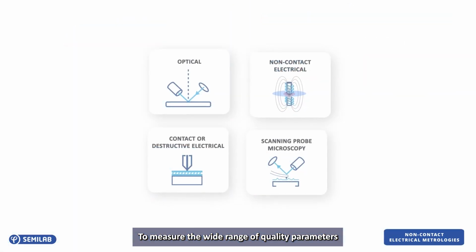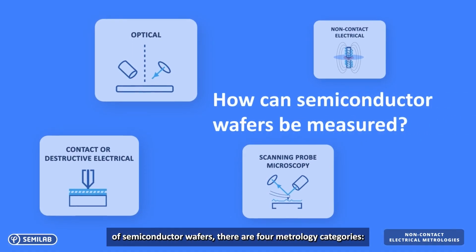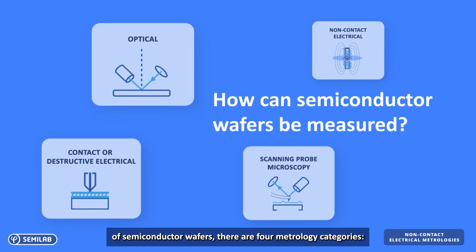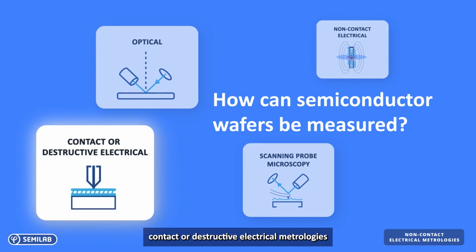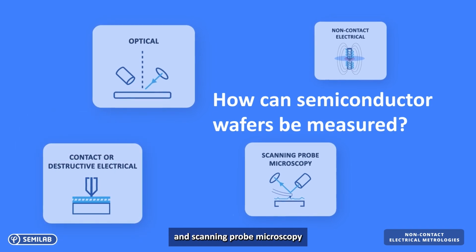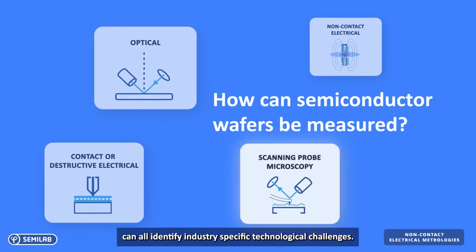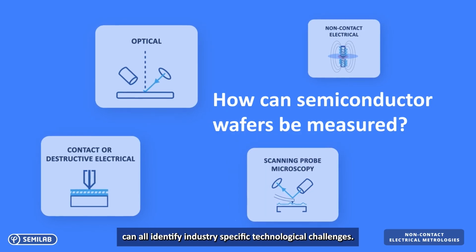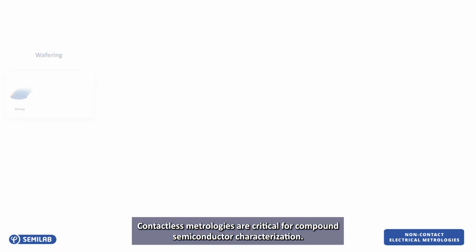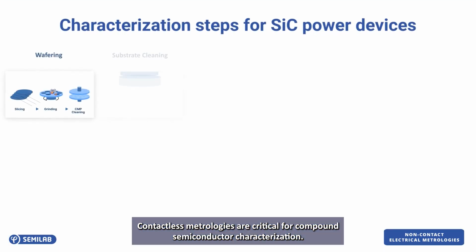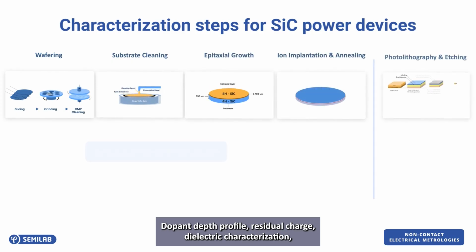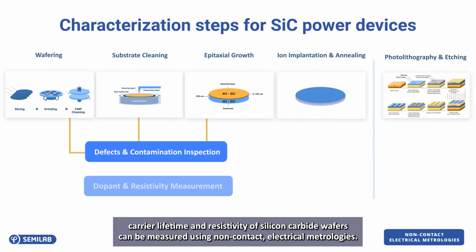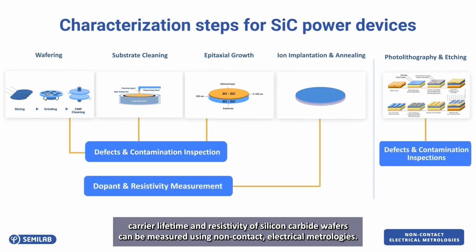To measure the wide range of quality parameters of semiconductor wafers, there are four metrology categories: optical metrologies, non-contact electrical metrologies, contact or destructive electrical metrologies, and scanning probe microscopy can all identify industry-specific technological challenges. Contactless metrologies are critical for compound semiconductor characterization. Dopant depth profile, residual charge, dielectric characterization, carrier lifetime and resistivity of silicon carbide wafers can be measured using non-contact electrical metrologies.